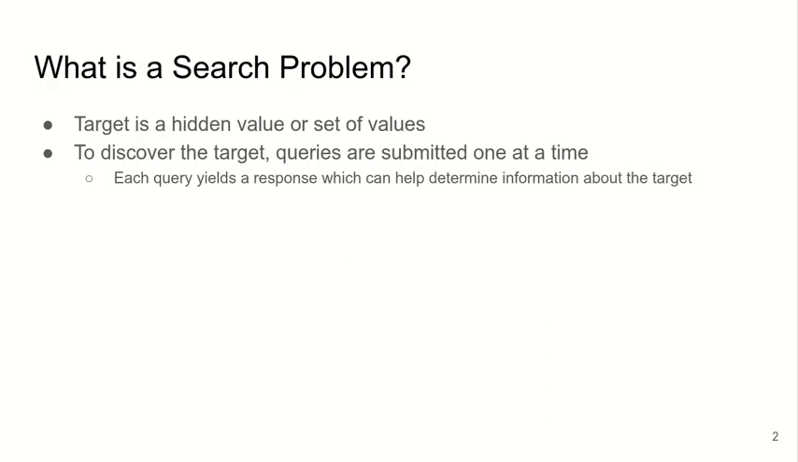So, what is a search problem? A search problem is a problem in which there is an unknown target value which can be discovered through asking queries and receiving responses from each query that reveal more information about the target value. In our approach, queries are asked one at a time, and depending on the problem and the query, different amounts of information are revealed about the target value.